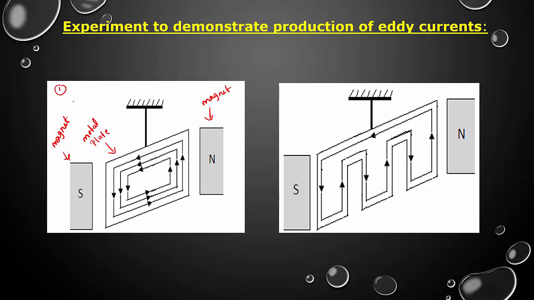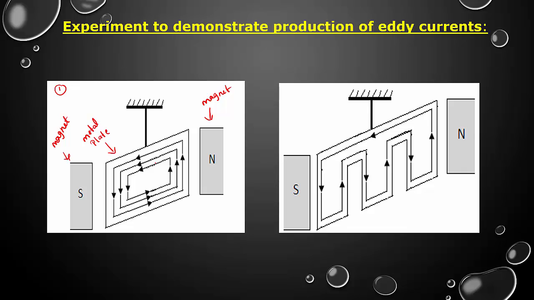So we considered a metal plate, and this metal plate is free to oscillate between two strong magnets. Now, observe here. When this swinging plate enters the magnetic field, the magnetic flux linked with that metal plate changes, then eddy current is induced. Induced EMF takes place in the metal plate, and that induced current moves in an anti-clockwise direction. Remember, dear students, we already studied Lenz's law.